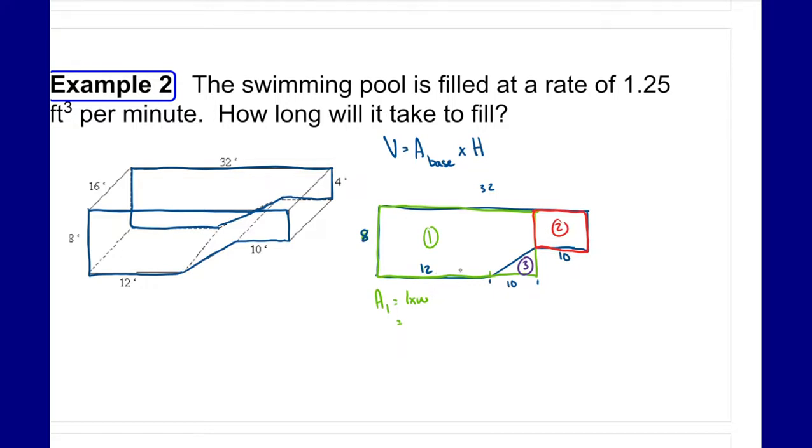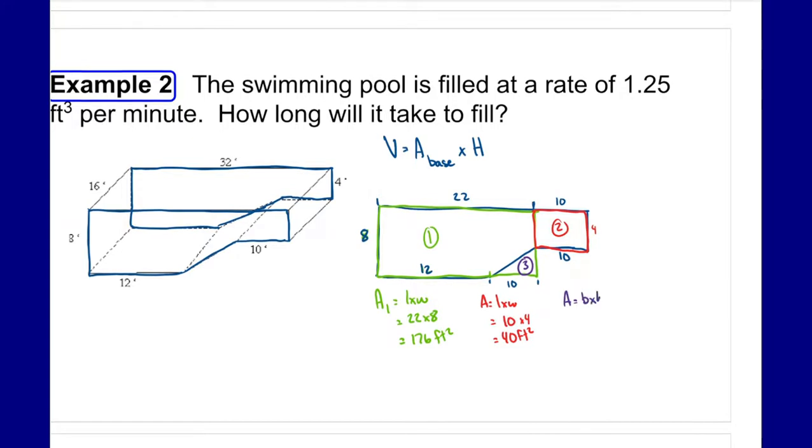So that means for my rectangle, the entire base from here to here is actually 22. So the area of this rectangle is 22 times 8, which gives me 176 feet squared. The area of my smaller rectangle is 10 by 4, or 40 square feet.